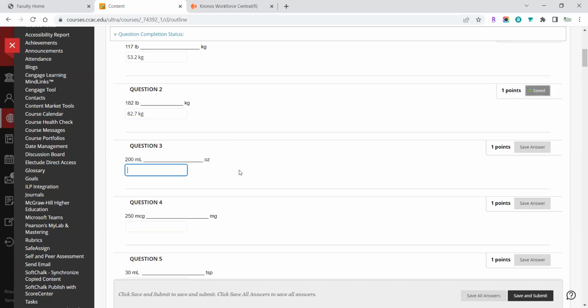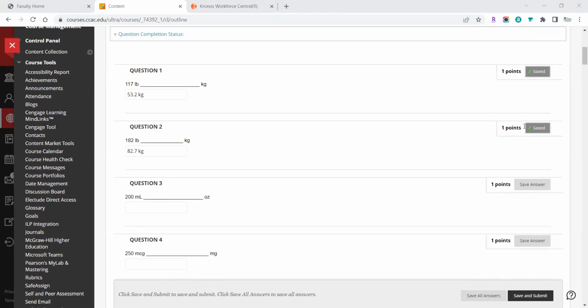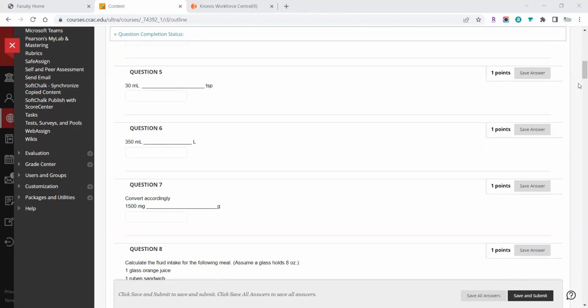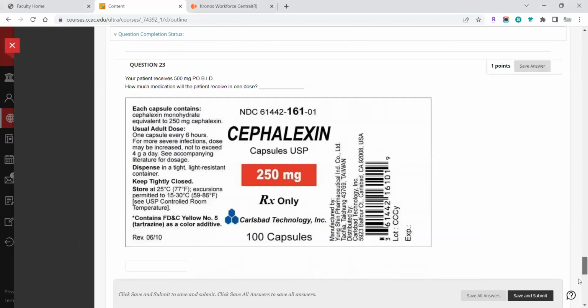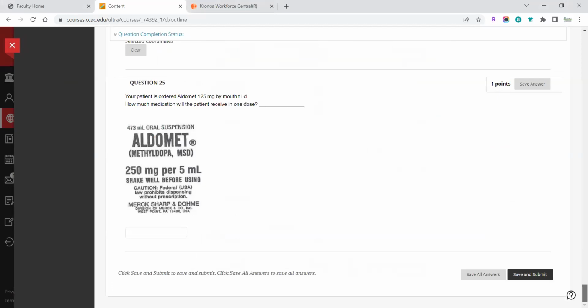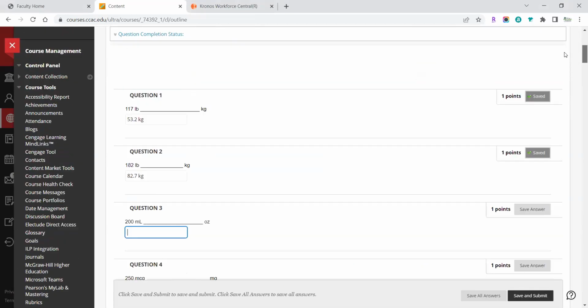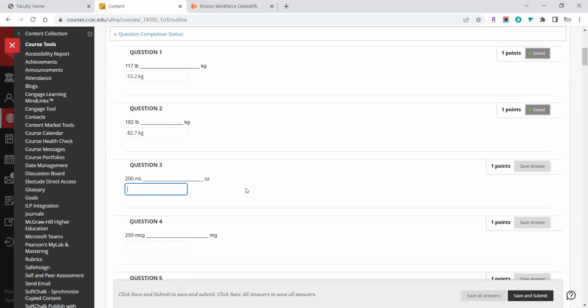Milliliters to ounces. You might even notice as I'm going through this, it'll auto save these answers. If you forget to save, I think at the very end you can hit save all answers, save and submit. When you're taking this, just know to double check that you've had all your answers saved. But if you put a value there, it should save it.